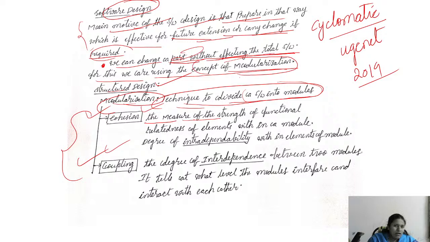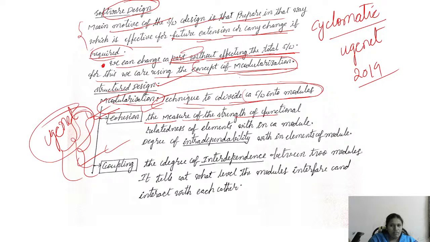Okay. In the concept of modularization, there are two concepts we have to know. One is cohesion and another one is coupling. These cohesion and coupling terminologies are very important for UGC NET. Most of the time, questions come from cohesion and coupling. Okay, what is cohesion? What is coupling? They will ask the definitions. Okay, cohesion means the measure of the strength of functional relatedness of elements within a module.